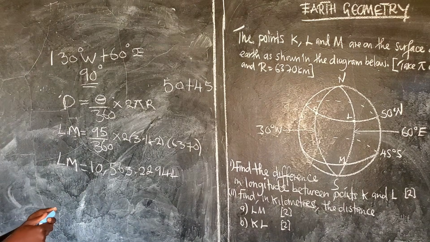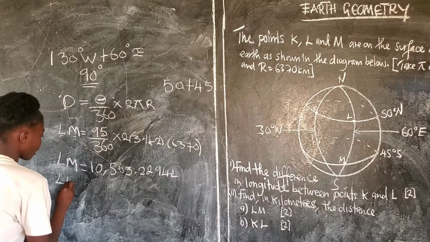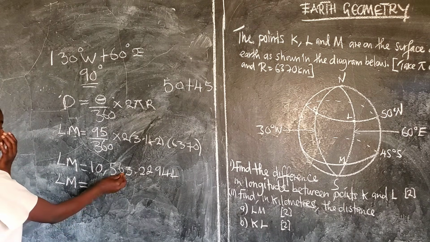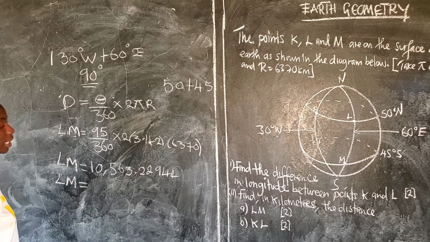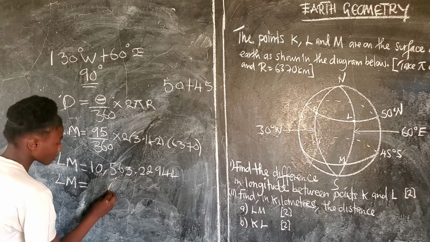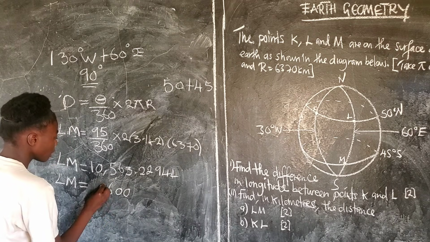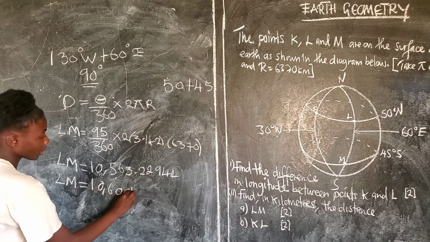So the instruction says that if the degree of accuracy is not specified in the question, leave your answer to three significant figures. So LM is equal to 1, 2, 3. So this 6 is going to change 5 to 6. So this will be 0, 0, then 6, 1, then kilometers.